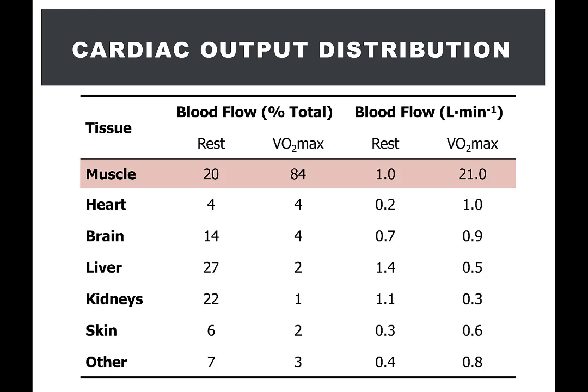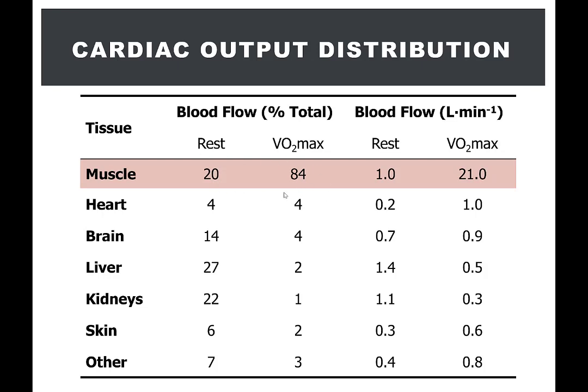I will repeat, as a percentage of total blood flow or cardiac output, arterial/oxygenated blood is redirected away from less active tissues during exercise and toward active skeletal muscles, and that is denoted here.